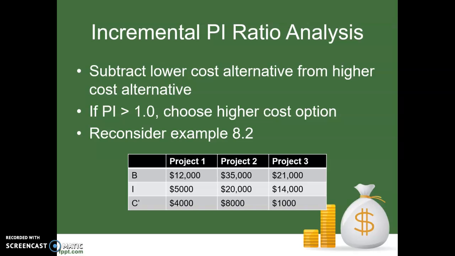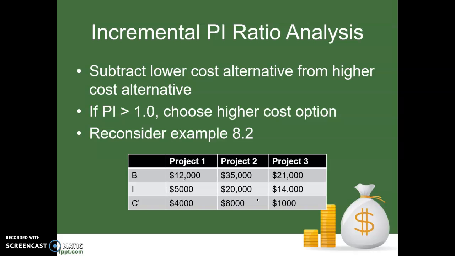So we have to employ an incremental approach. This incremental approach is very similar to what we did with benefit-cost ratio. We are going to take our projects, line them up in order of least to most expensive, and compare them one-on-one. Take the winner of that comparison and then compare it to the next most expensive project, and so on.